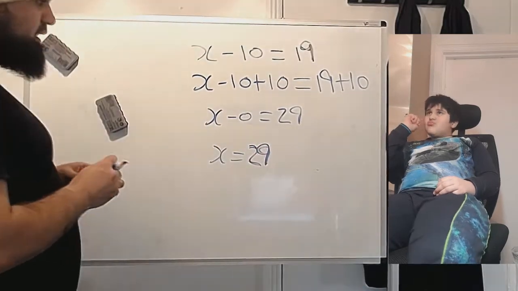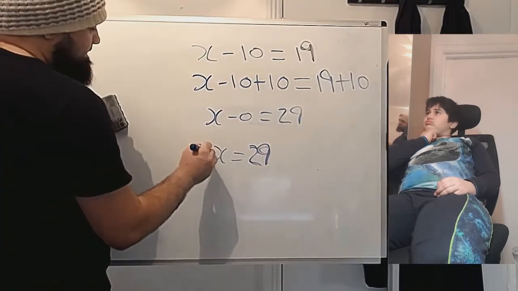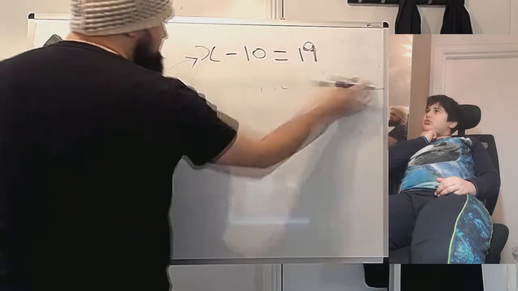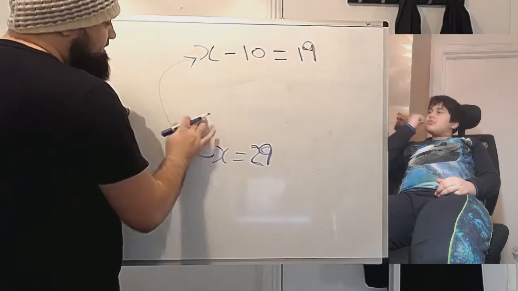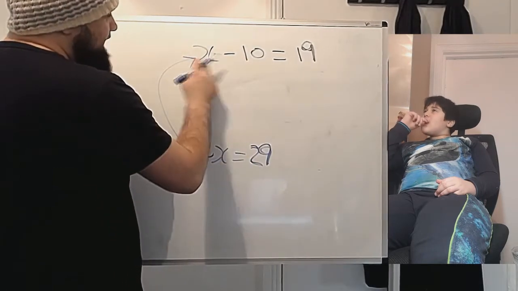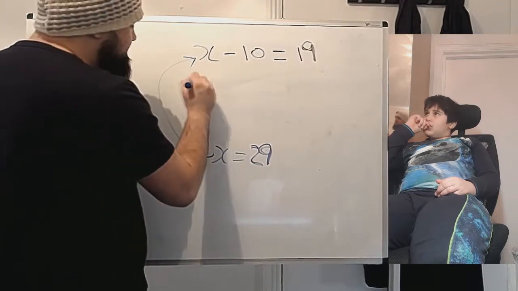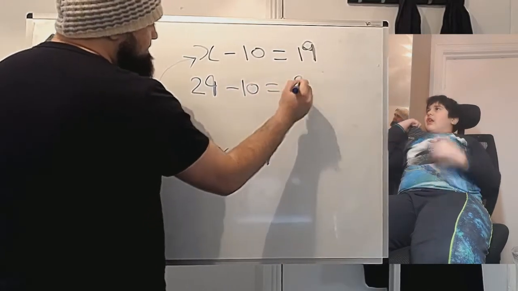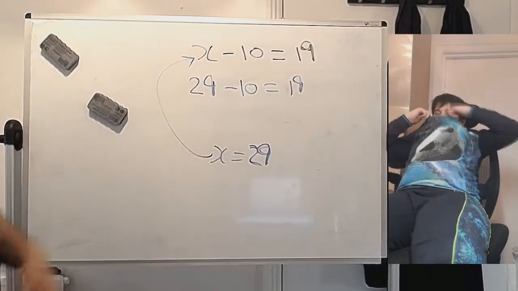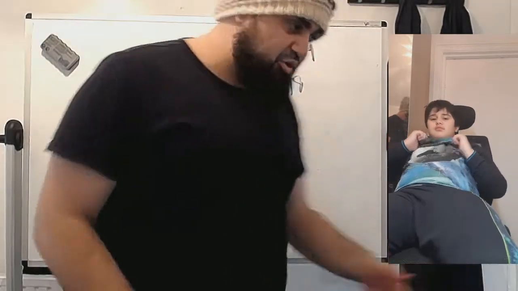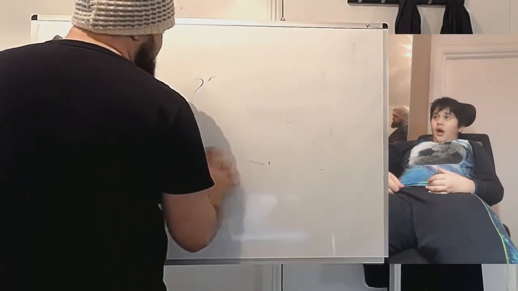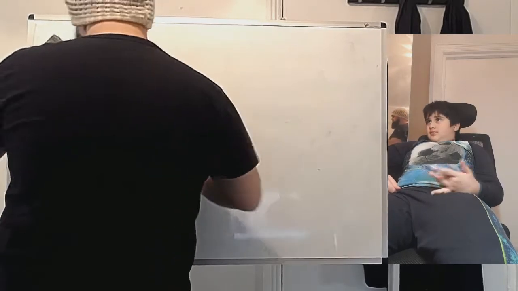So how do we check if we're correct? You plug it into the original equation. So x equals 29. If x equals 29, we can replace this x with 29. So now we've got 29 minus 10 equals 19, and indeed that's correct. So that's how we check if we were right. Okay, that's revision done.